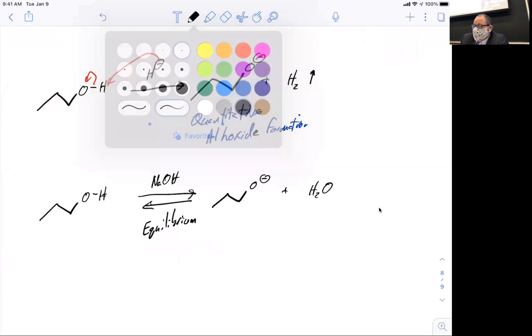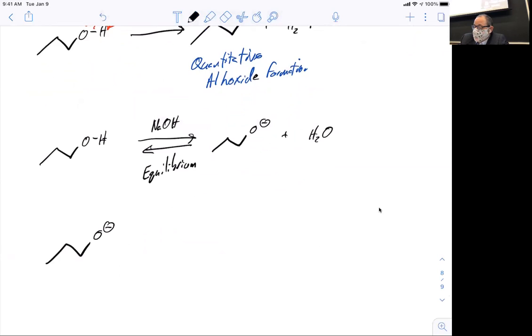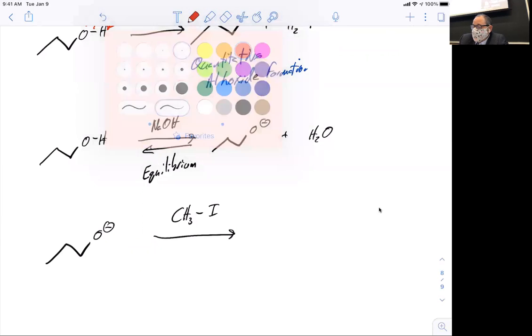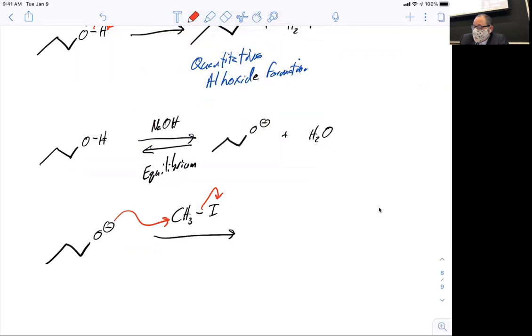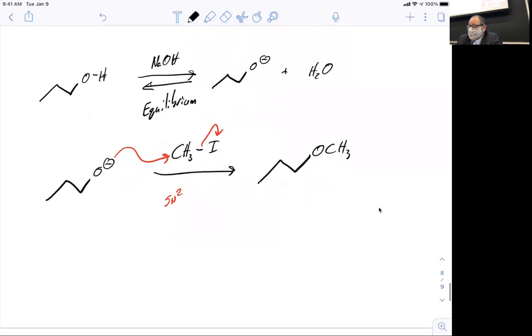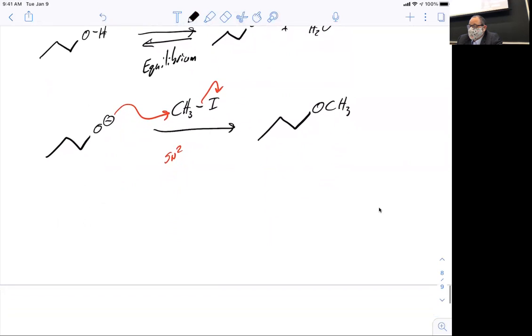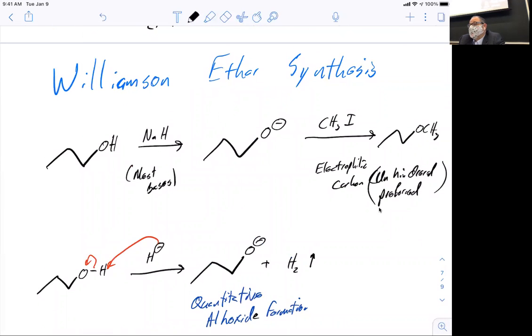So once we form that alkoxide, then that reacts with our electrophilic group in an SN2 type process to give us our ether. So it's just alkoxide formation followed by electrophile.